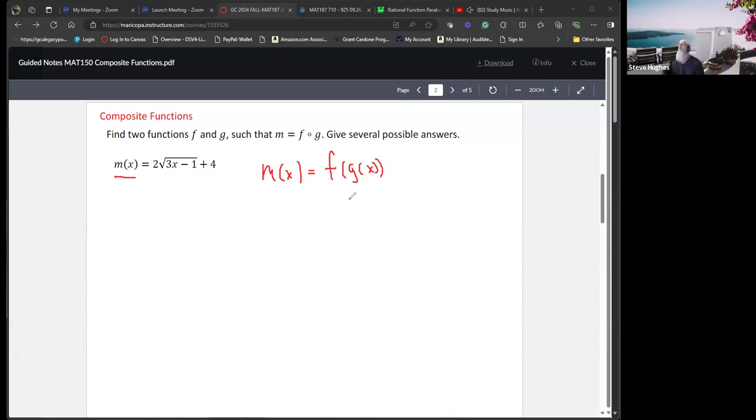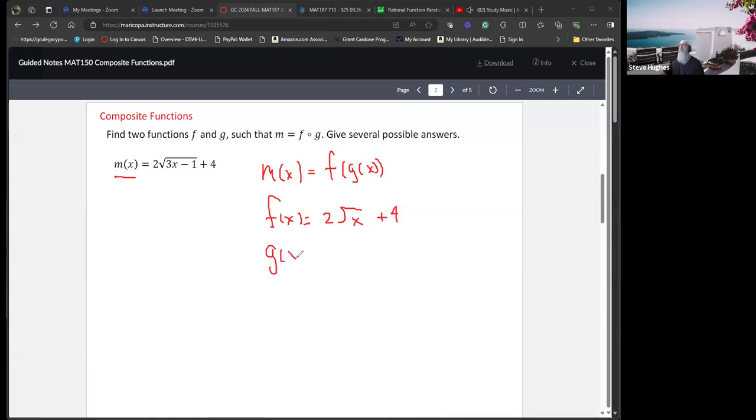We could say, well, I have a function f of x. I could say over here that f of x is equal to the square root of x plus 4, right? I could say that. Or I could put a 2 out front here. Let's make this more legible. F of x equals 2 times the square root of x plus 4.